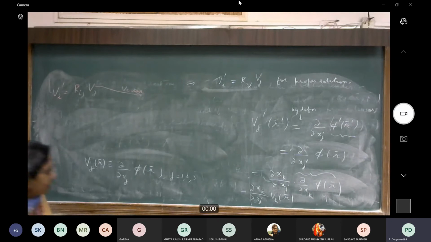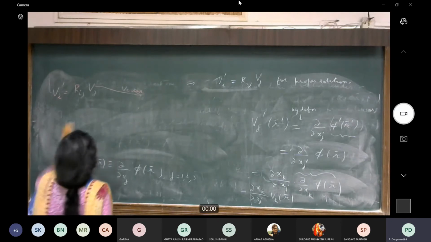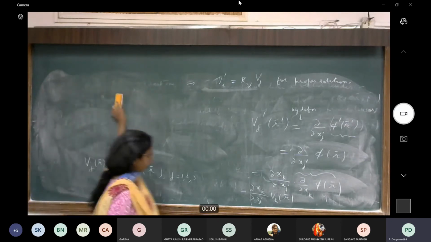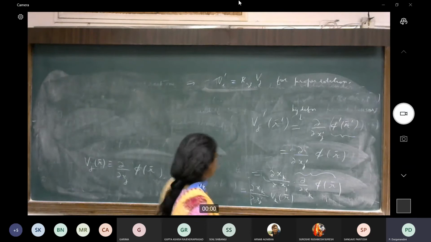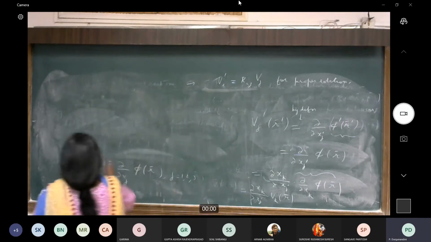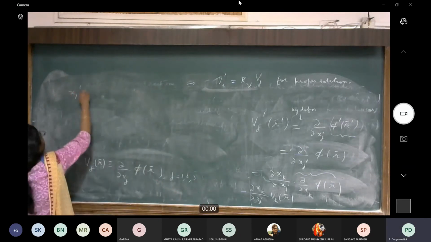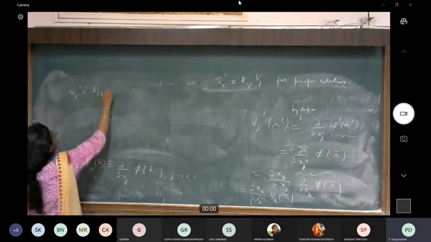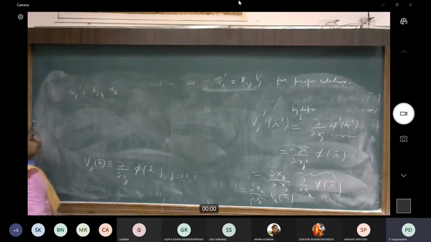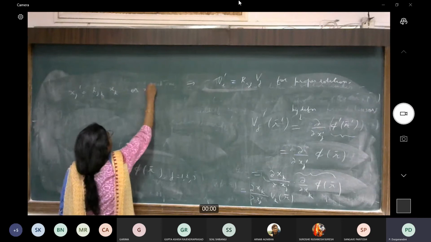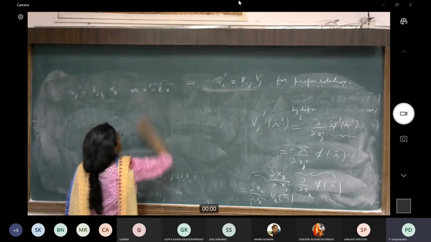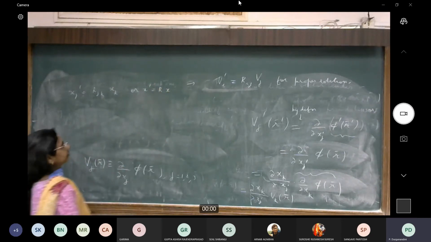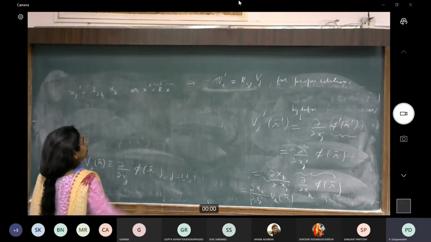So this is summation. Now you can see how x and x prime are related. We know that xj prime equals rjk xk, or x prime equals r x, if I think about it from the point of view of vectors.